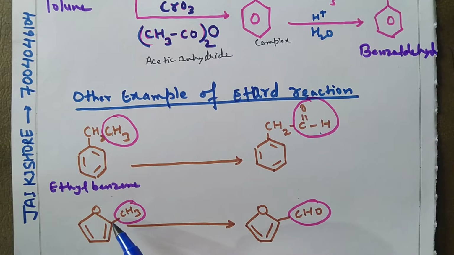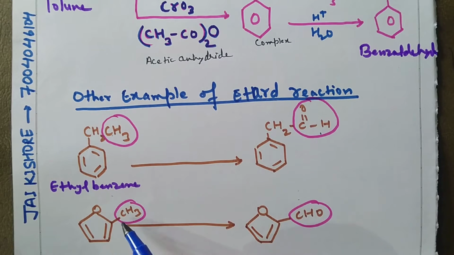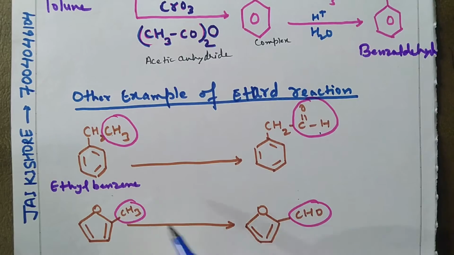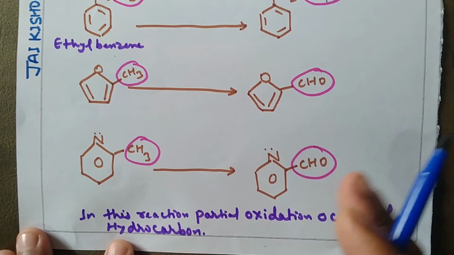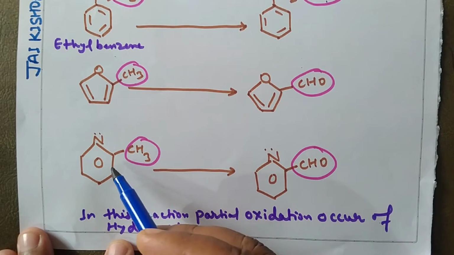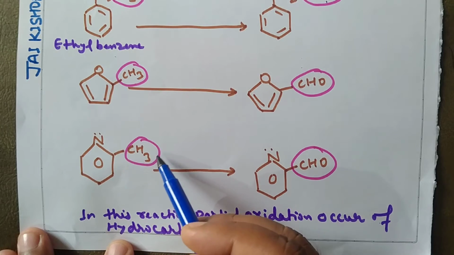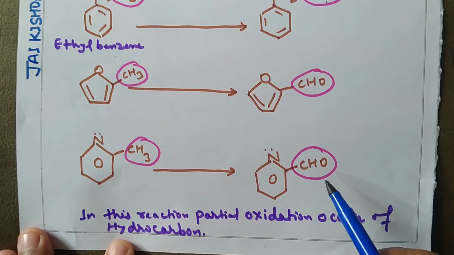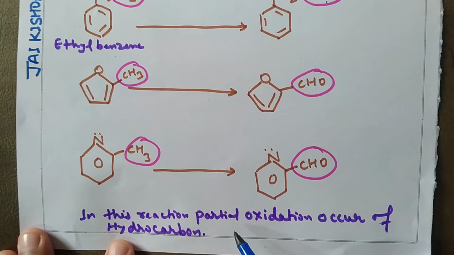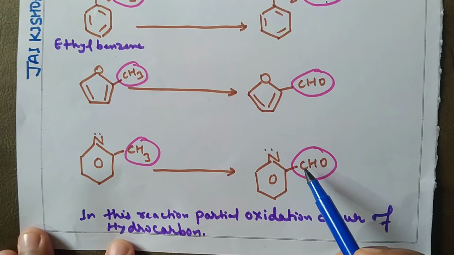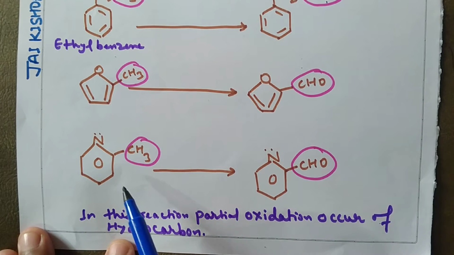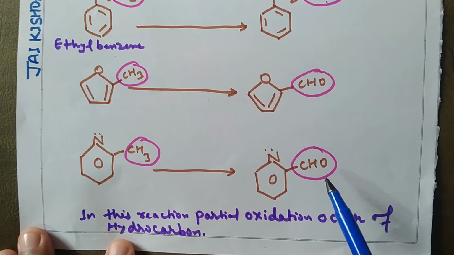Similarly, you can see here a heterocyclic compound where the CH3 group is converted into a CHO group, and again another example, a heterocyclic compound, where the side chain methyl group is converted into a CHO group. So in this reaction, partial oxidation of the hydrocarbon occurs. If complete oxidation occurred, COOH, that means an acid, would form. So the reaction stops at the aldehyde stage only.